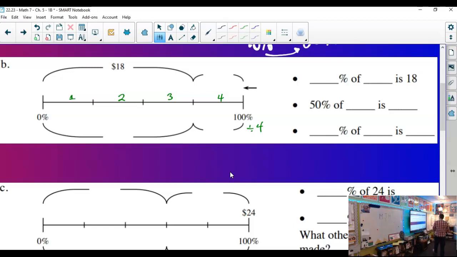So Mila, if we have 4 regions here, what is each region going to be worth percent-wise? 25. Yeah, so Mila figured out 25% here. And over here, what percent would be for 3 of them? 75. Yeah, 75. Questions on how we got the 25% or 75%?